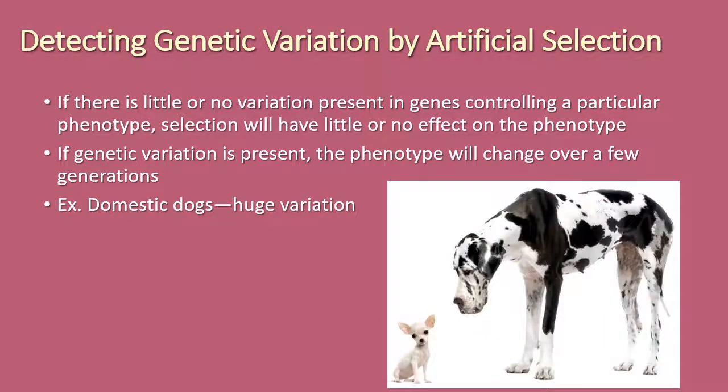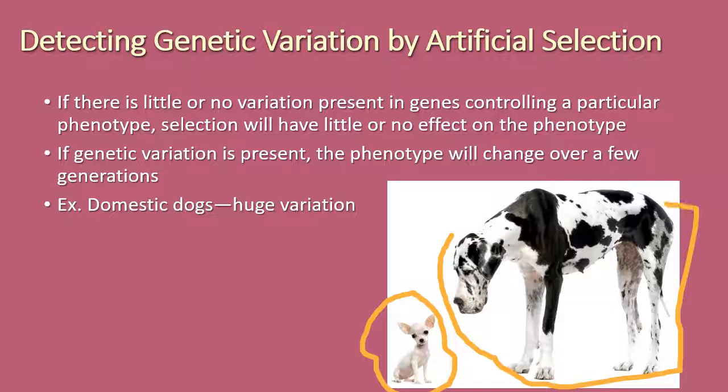And the best example is domestic dogs. We know that this tiny little Chihuahua and this great big Great Dane both arose from wolves, and not that long ago, evolutionarily speaking. And so while they look completely different, there's a lot of variation there. They really came from the same thing. So those wolves had a lot of genetic variation kind of hidden in their genome.